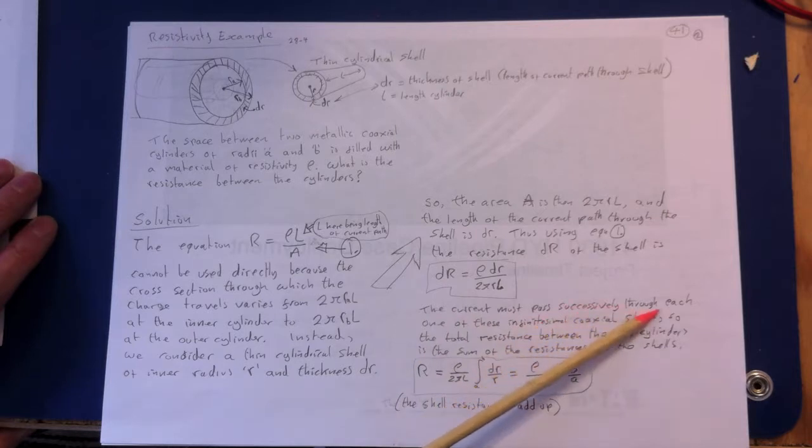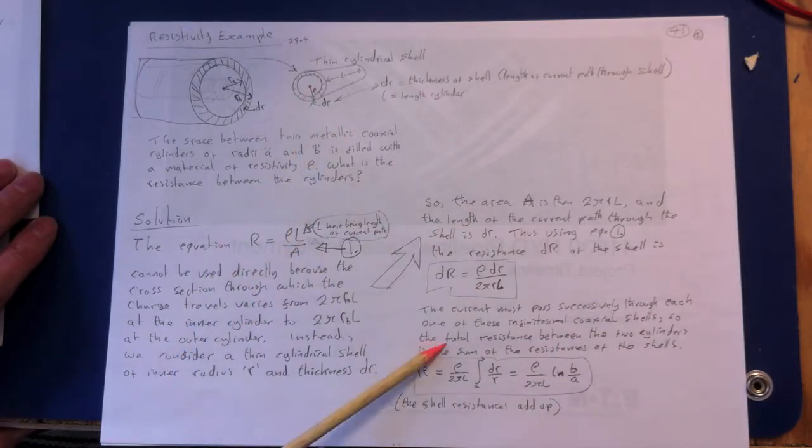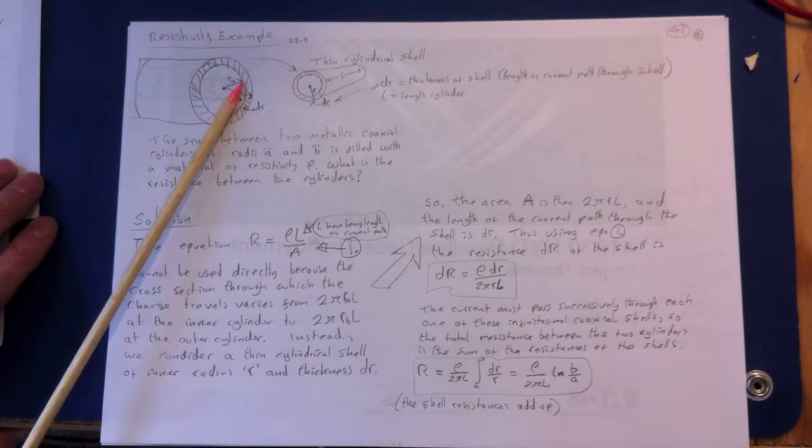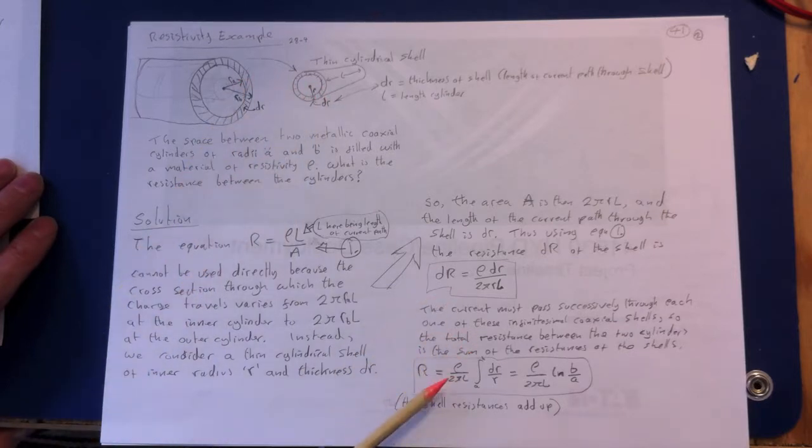Current must pass successively through each one of these infinitesimal coaxial shells. So the total resistance between the two cylinders is the sum of the resistances of all the shells. So we're going to go through all of these shells now from R_A here out to R_B. So we define the integral here from A to B. We pull out all the constants, and the only thing we're left with is 1 over r. Well, the integral of 1 over r is ln, and then we put in the limits of integration. We end up with ln B over A.